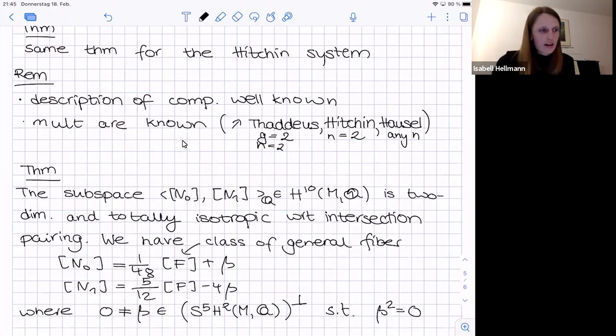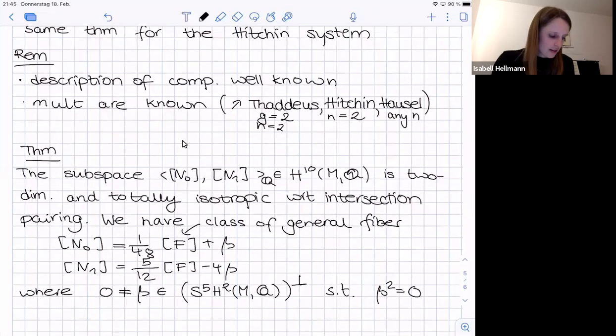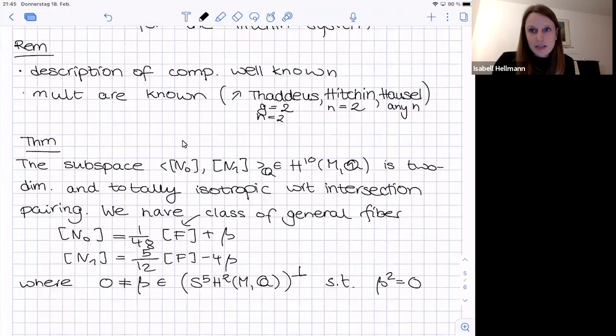Okay, so yeah, this has nothing to do with the Hitchin system at all, but maybe it's an interesting result if you care about cohomology of hyperkähler manifolds. So for example, you could ask what subspace is generated by classes of Lagrangian submanifolds also.